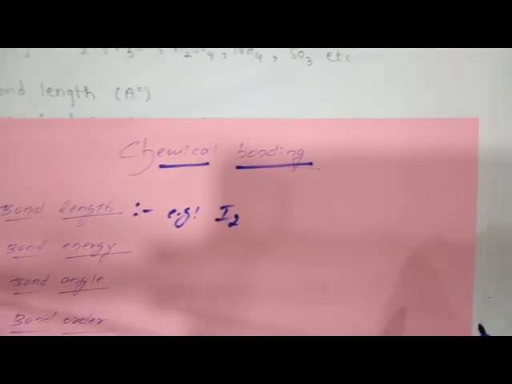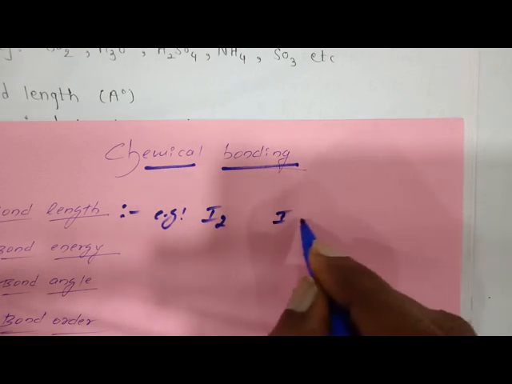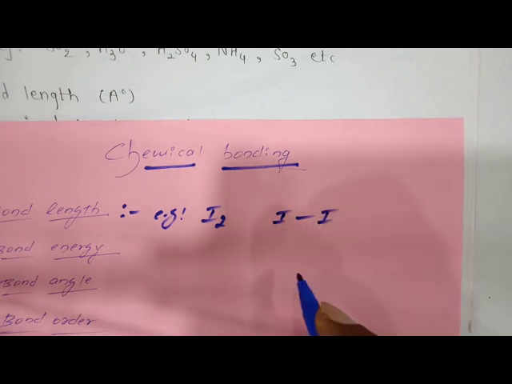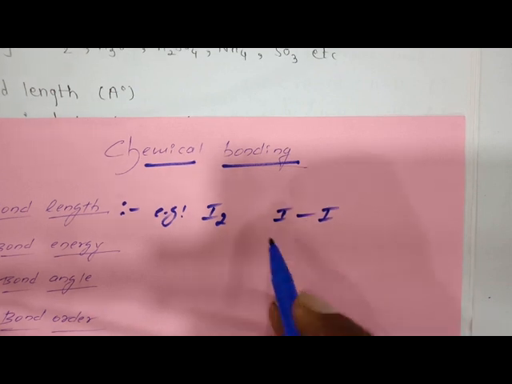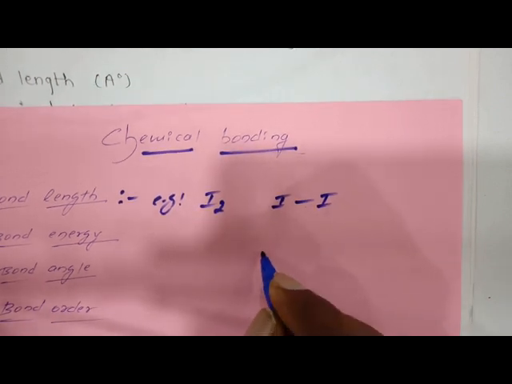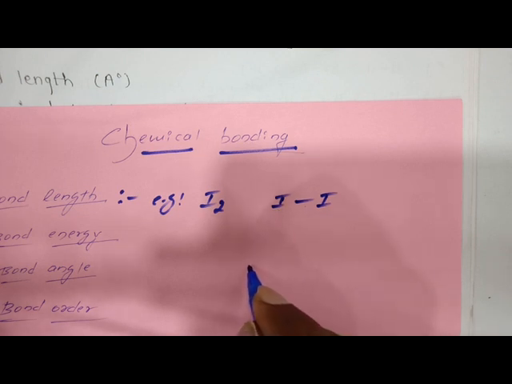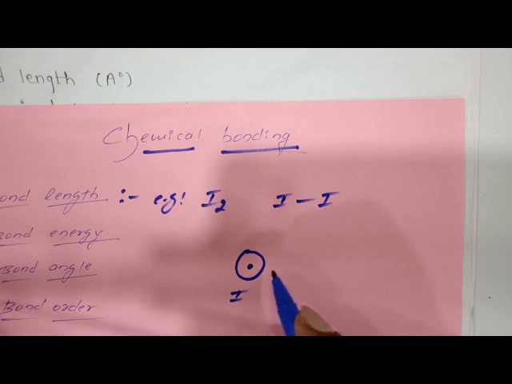In this molecule there are two iodine atoms, one iodine atom and another iodine atom. There is a single bond between these two iodine atoms. Now, how will we define this bond length? Suppose I draw the atomic structure of iodine. This is a nucleus, and electrons revolve around this nucleus. This is a simple atomic structure of iodine. I will not show the electrons here, I just want to simplify and give a definition of bond length.